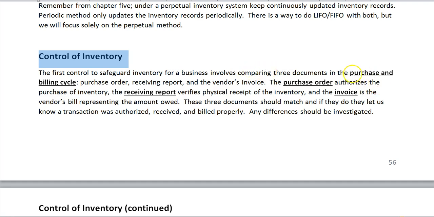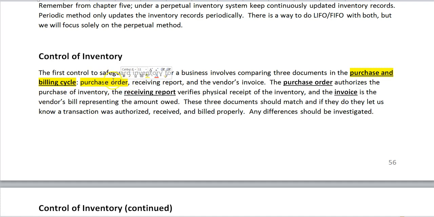There are 3 documents in the purchase and billing cycle. So before, when a department wants something in a business, they fill out a purchase requisition saying that they're requesting something. Once it's approved by management, they sign an official document called a purchase order, or a PO. This authorizes the business to spend money on whatever they're buying.